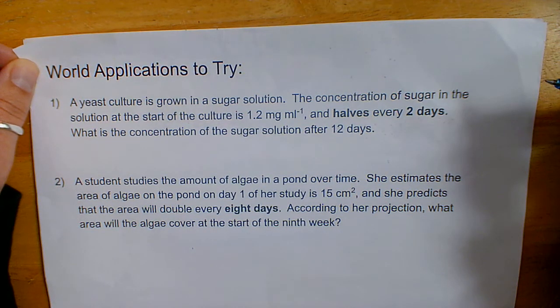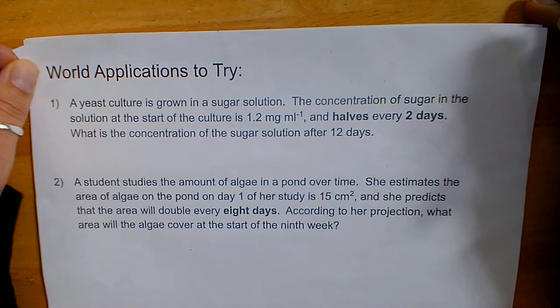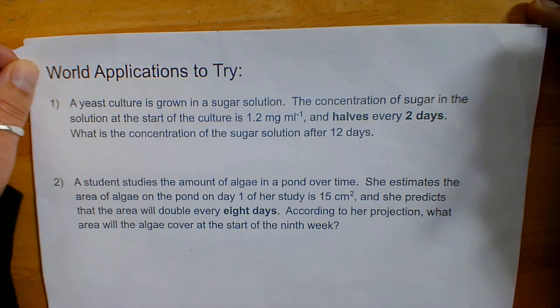Today we are going to be reviewing our world applications to TRI. And this goes along with our geometric sequence and series slide deck. A yeast culture is grown in a sugar solution. The concentration of sugar in the solution at the start of the culture is 1.2 milligrams per milliliter and halves every 2 days. What is the concentration of the sugar solution after 12 days?